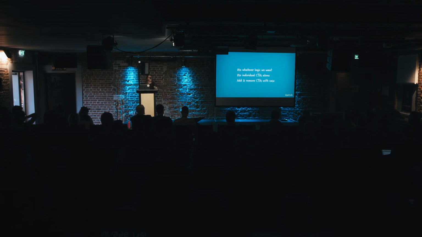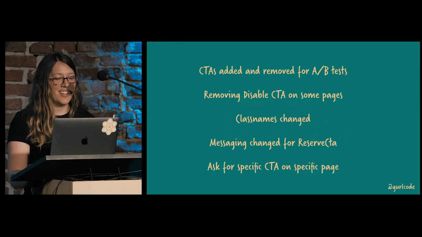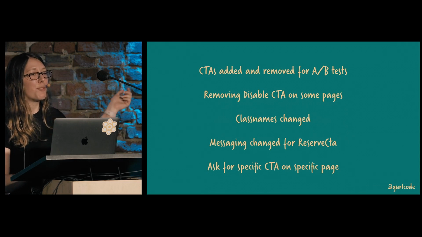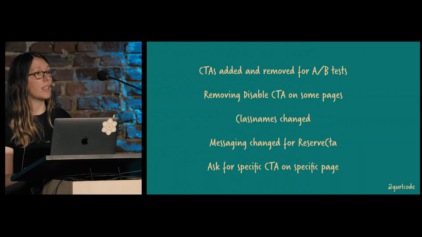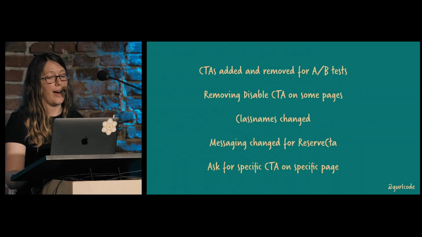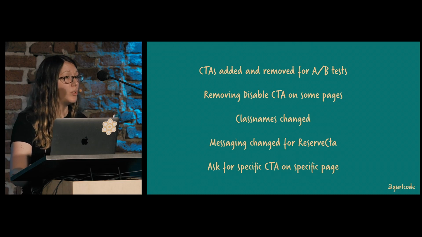So, was all of this work worth it? This is everything that happened since I rebuilt this CTA. So we added and removed A/B tests. We decided not to show the disable CTA on some pages, so it needed a little bit of different logic. The class names actually changed. We went through a rebranding. The messaging changed for the reserve CTA, and there was a very specific ask for the join CTA on a specific page. And I couldn't do really any of this before very easily. All of this became so much simpler after this refactor. So it was absolutely worth the time.